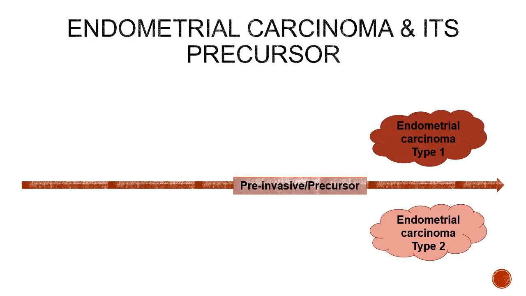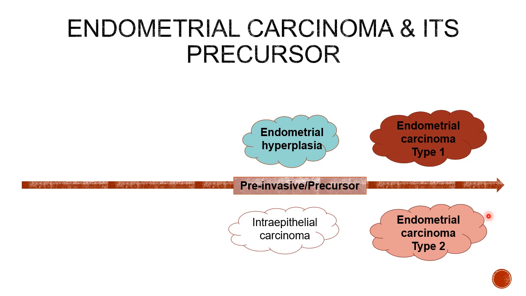So let's start with endometrial carcinoma and its precursor lesions. Endometrial carcinoma can be divided into two types, simply called endometrial carcinoma type 1 and endometrial carcinoma type 2. They are actually different in the sense that both of them have different pre-invasive or precursor lesions. For endometrial carcinoma type 1, the precursor lesion is endometrial hyperplasia, whereas for endometrial carcinoma type 2, it is intraepithelial carcinoma.